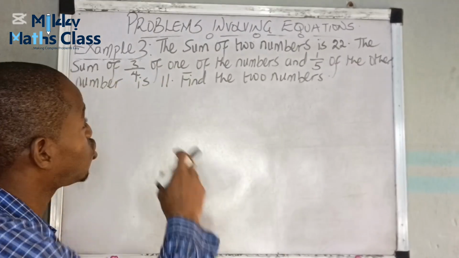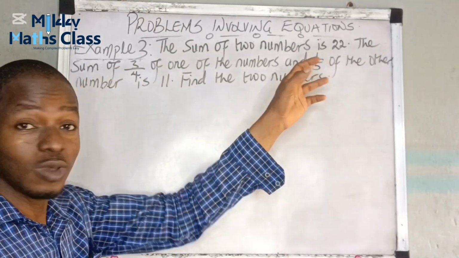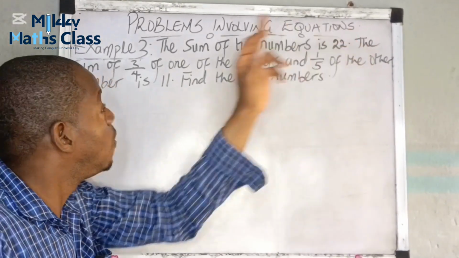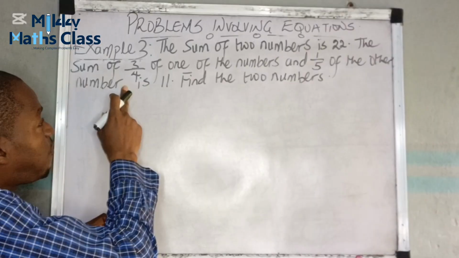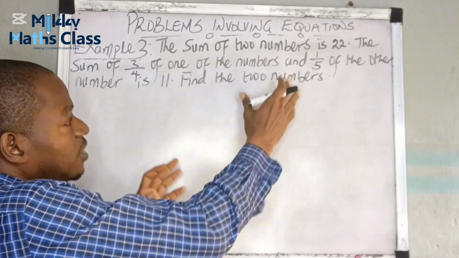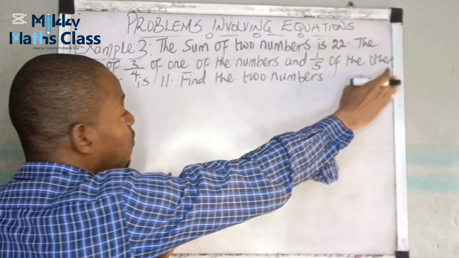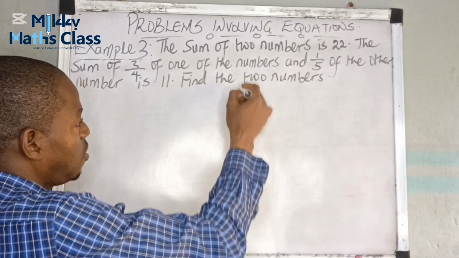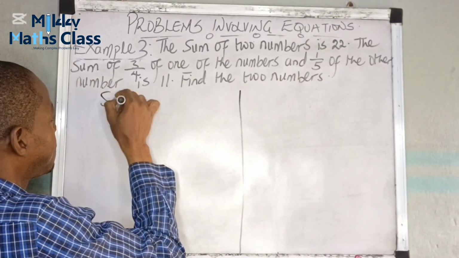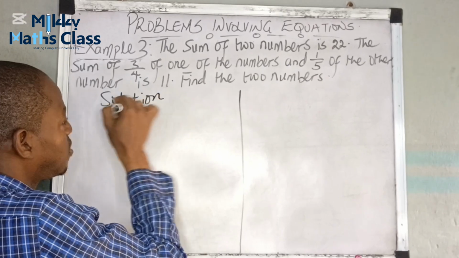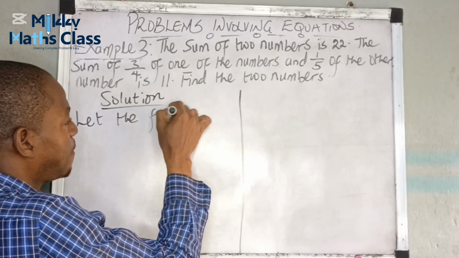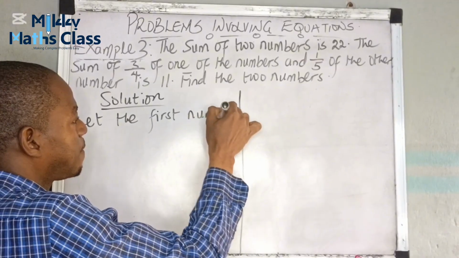It says that the sum of two numbers is 22. That means when I add the two numbers, the answer we get is 22. It says the sum of 3/4 of one of the numbers and 1/5 of the other number is 11. So from here, let's interpret what is there. The sum of two numbers, you can say let the first number be t.